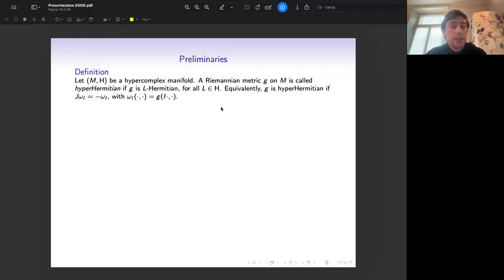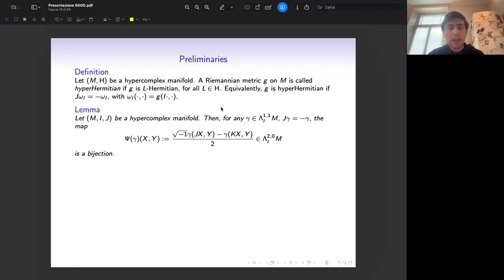Now, in this setting, we have a special map, which is the following map psi, which acts on (1,1)-forms with respect to I, which are J anti-invariant, and gives a (2,0)-form with respect to I, in such a way that this correspondence is one-to-one. And this map psi is not only a bijection, but in some sense preserves some other property.